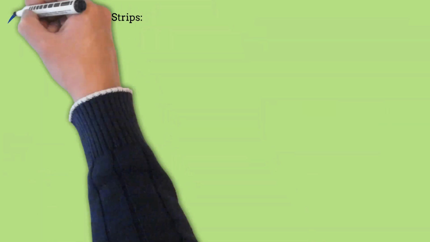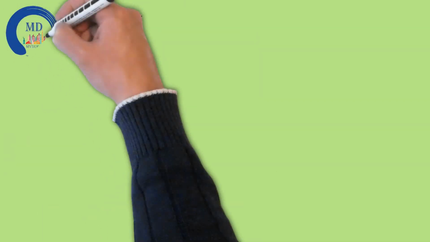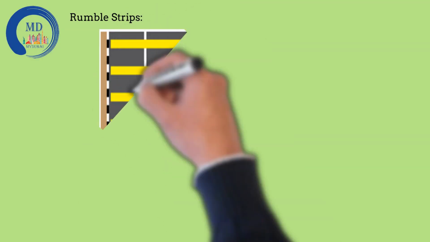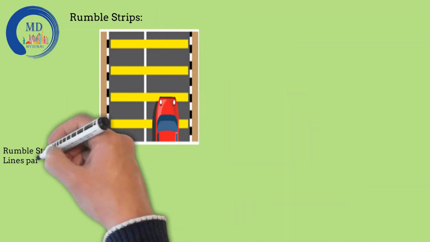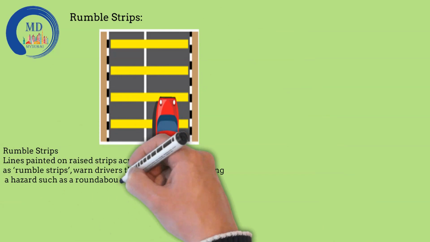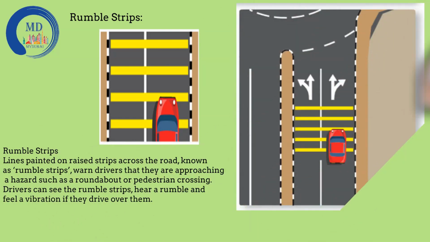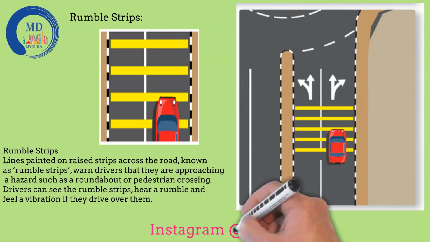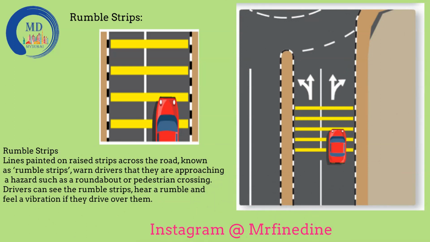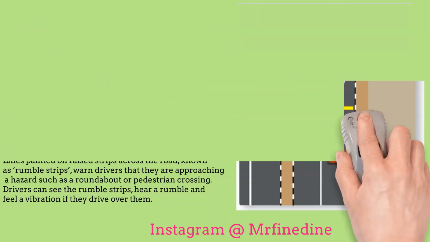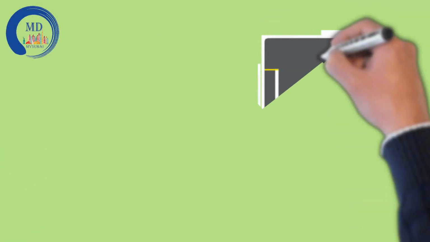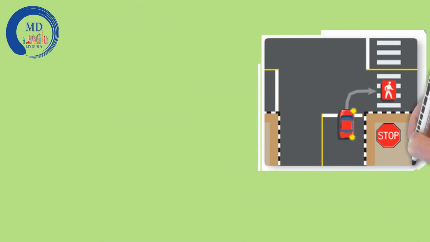The next marking is rumble strips. These are basically raised yellow colored strips which you will find near the junction or near any hazards. These strips are used for warning drivers that they are approaching a hazard such as a roundabout or pedestrian crossing. The driver can see the rumble strip, hear a rumble sound, and feel a vibration when they are driving. So these rumble strips are different to the speed hump, which is basically on the pedestrian crossing.